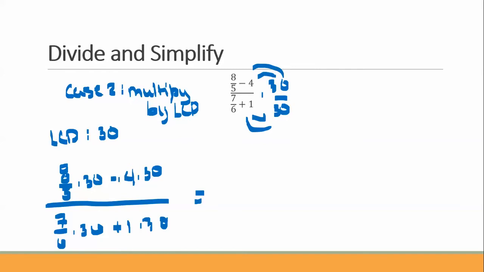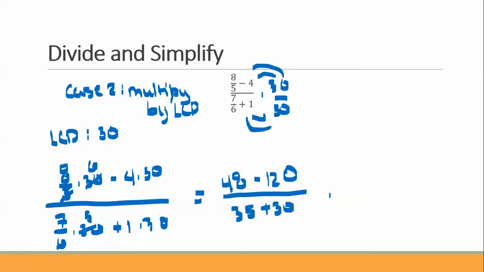8/5 times 30 is 48, because the 5 and the 30 divide out. 30 divided by 5 is 6. 8 times 6 is 48. Minus 120. 4 times 30 is 120. Over 30 divided by 6 is 5. So it's 7 times 5 is 35. Plus 30. 1 times 30 is 30. So then we have -72 over 65.